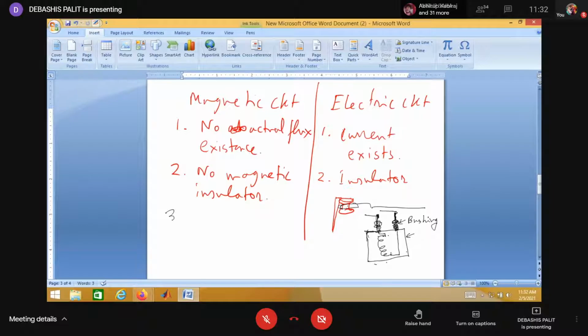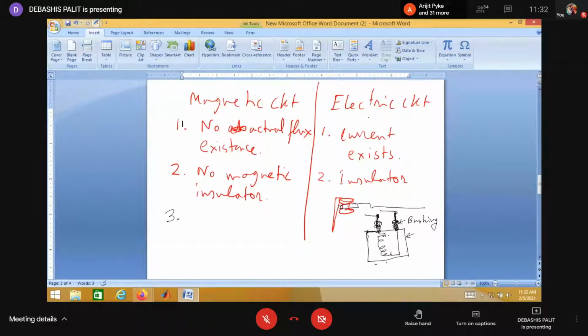Sir, could you please explain the first point? You said there is no actual flux existence. Flux doesn't actually exist. Sir, what does that mean? That means you can feel the current flow, that is nothing but the electron flow. The rate of flow of electron, that is your current.